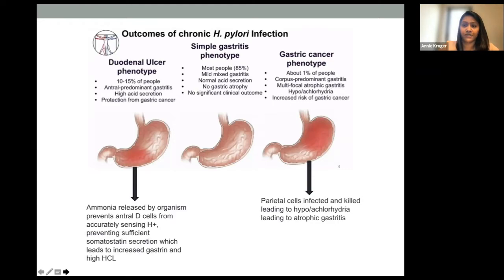The gastric cancer phenotype is probably the scariest. Again, it only occurs in about 1% of people, but it really leads to infection of the parietal cells, which tend to be more in the fundus and the corpus there, and it kills them. And so you actually don't produce a lot of acid, and that is what ultimately leads to more atrophic gastritis and the increased inflammation that leads to gastric cancer formation. So those folks we have to keep a very close eye on.